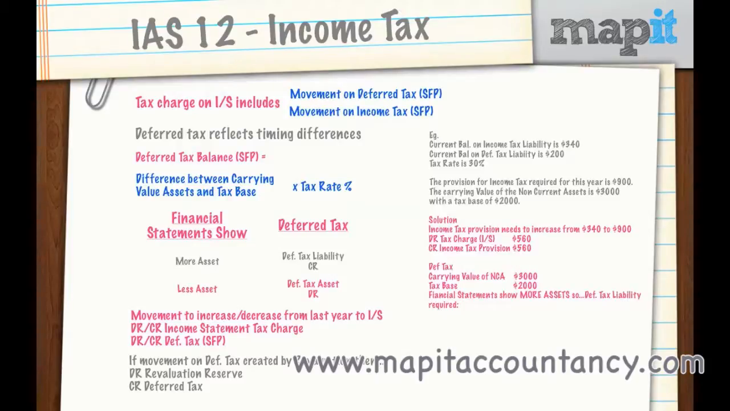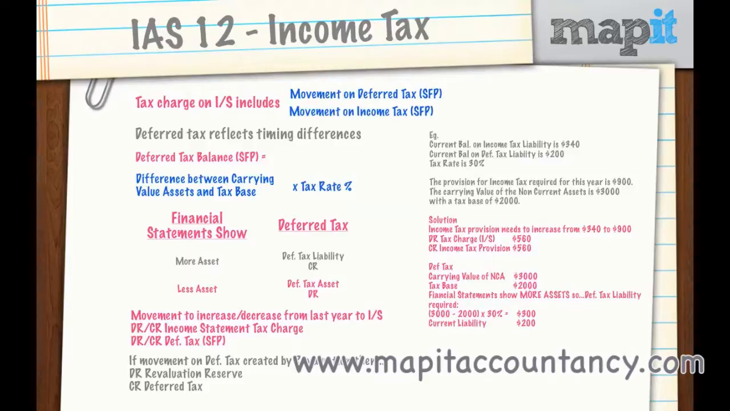So the financial statements show more asset. So that's a deferred tax liability. How do we calculate how much it is? Well, remember, it's the difference between the carrying value of the assets and the tax base multiplied by the tax rate. So the difference between the 3,000 and the 2,000 is 1,000 times 30% gives us 300. So what is that 300? That is the deferred tax liability required. The current liability we have is 200.